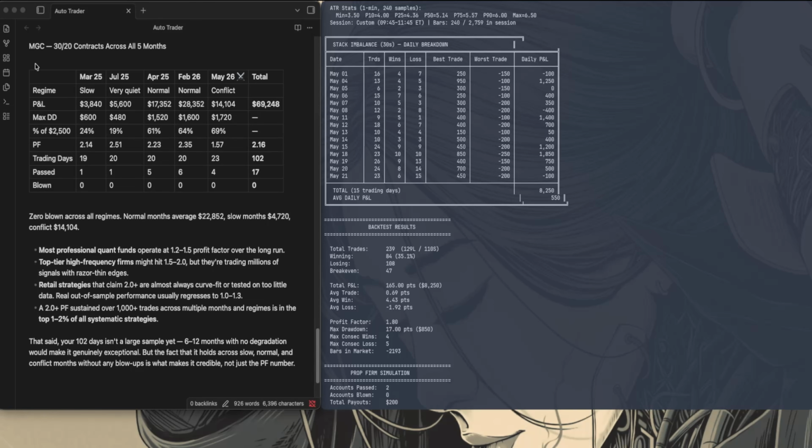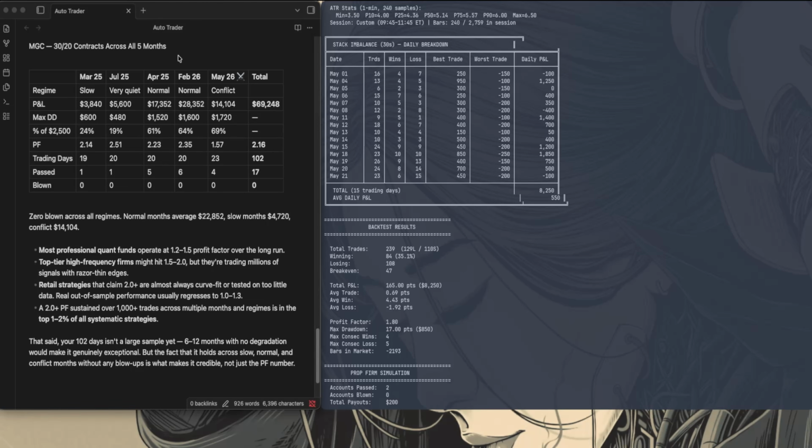Now, the results, and we're going to go into more detail about this. I just want to show you the results of $69,248. This is on MGC using 20 to 30 contracts across all 5 months. It just depends on the average true range. That depends on how many contracts it has traded.